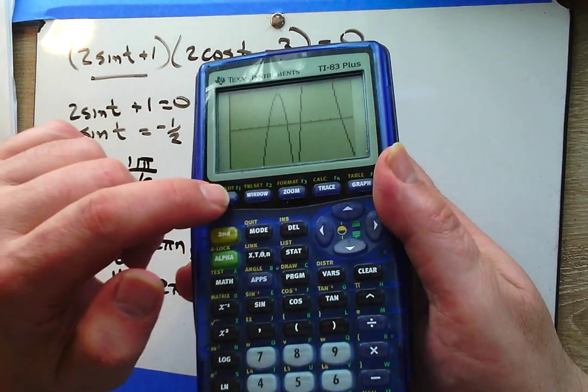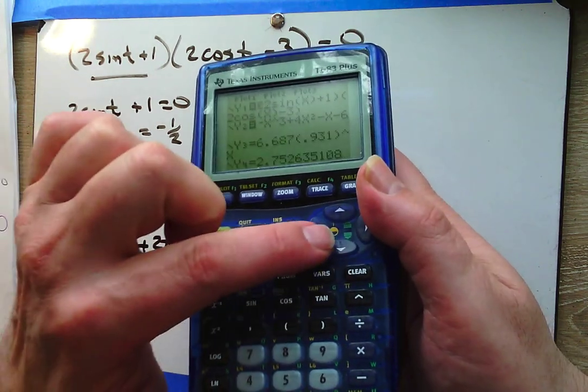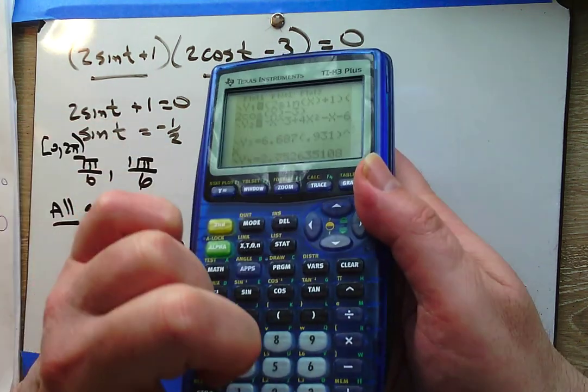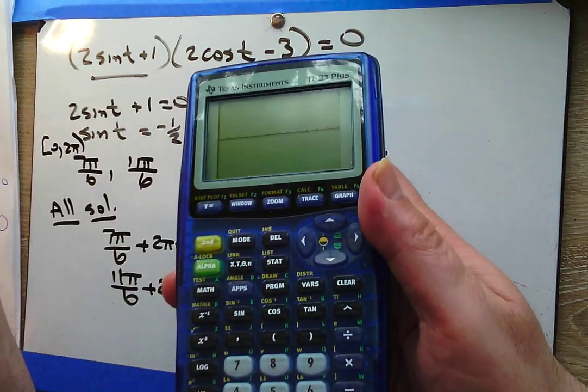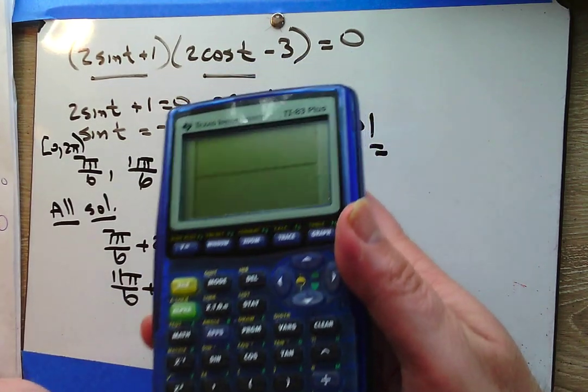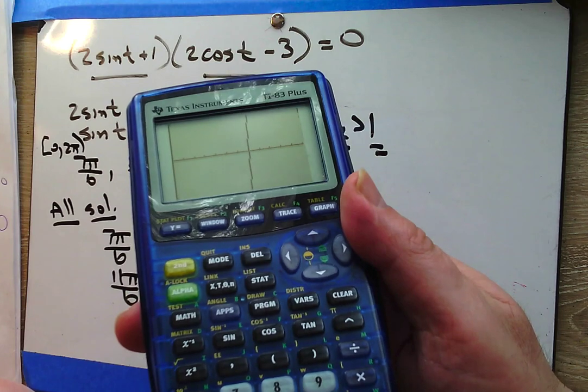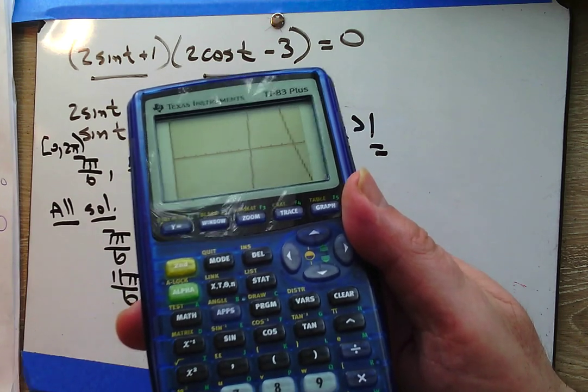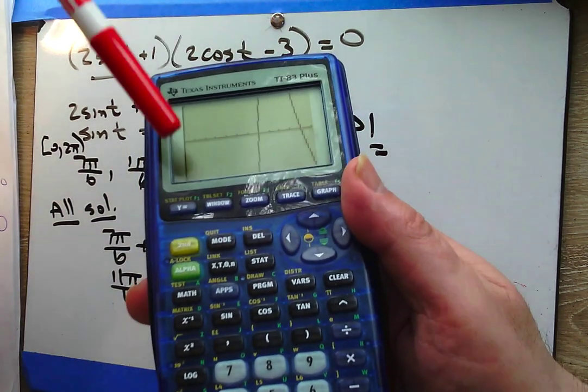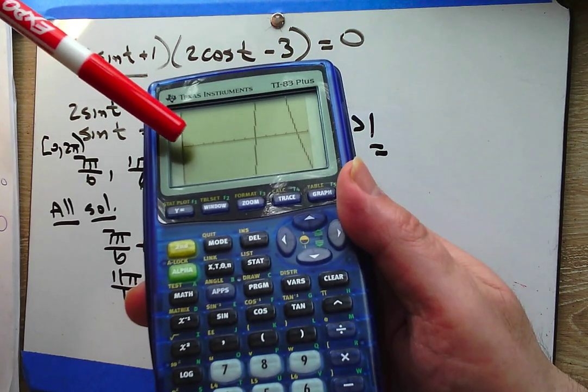Oops, I still have a problem from calculus here. Let me turn that off. Okay, so we're looking for x-intercepts. How many x-intercepts do we see? 1, 2. And we can count, because we set our scale on pi over 6's.